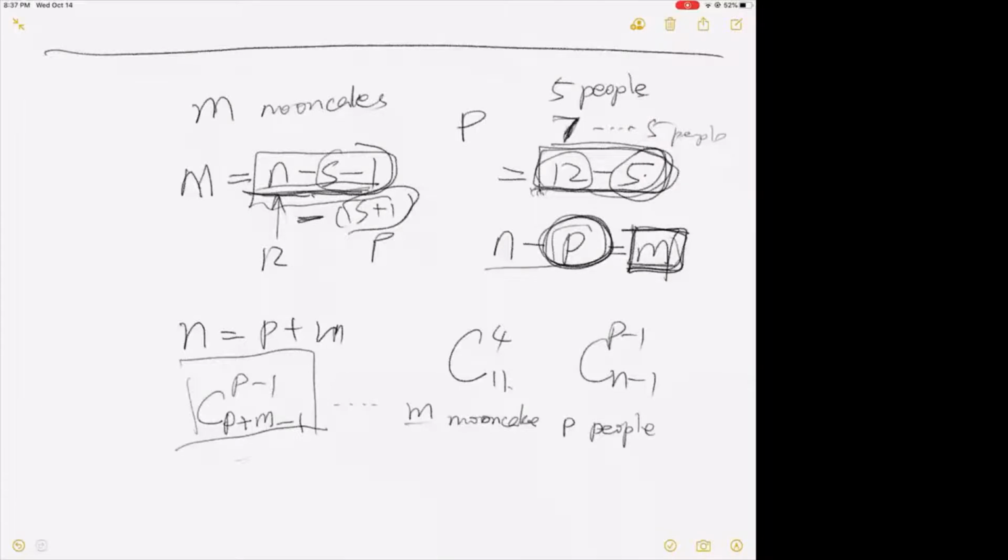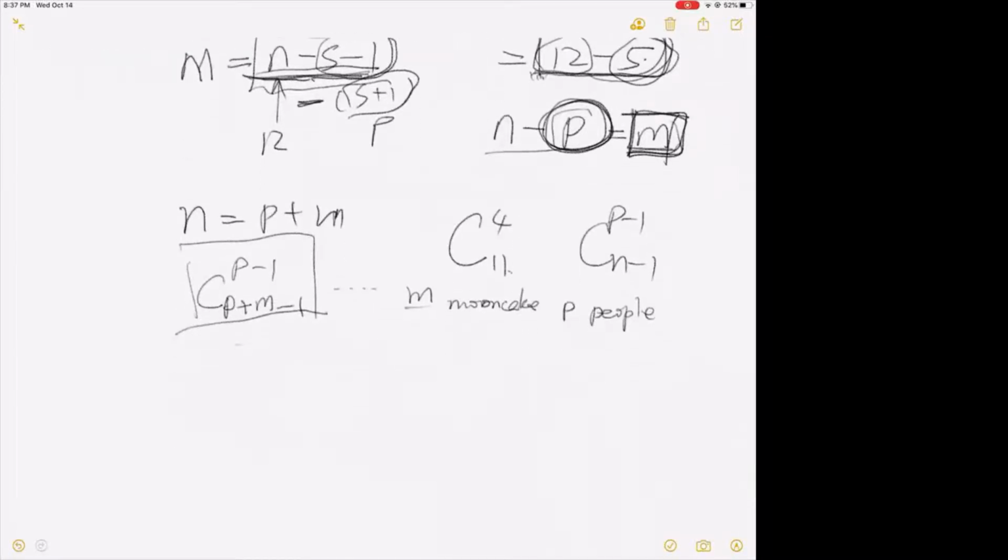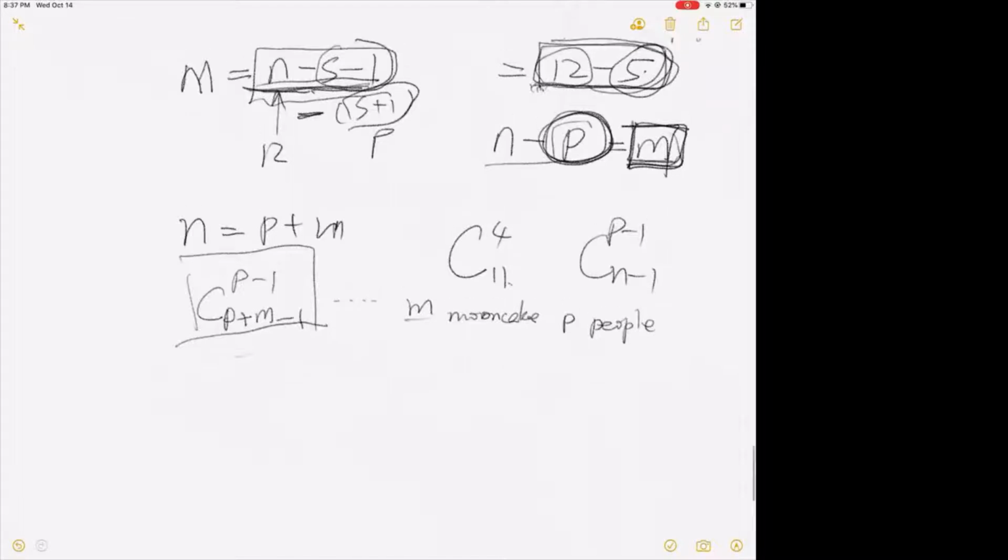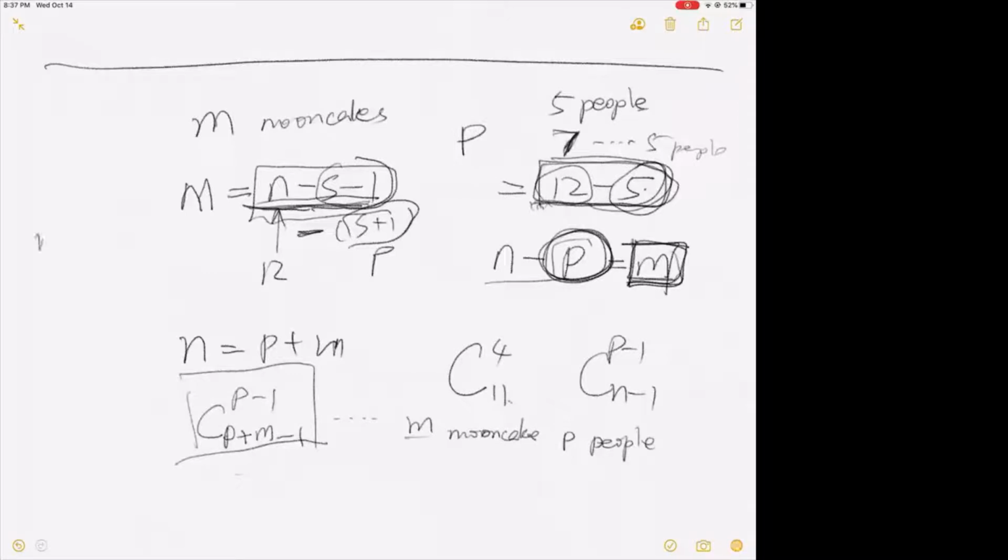And then you can apply the final solution to problem number 1. So this is the algebraic way of doing things. Kyle basically derived the formulas. So now let's say N is 12, P is 5. Allocating 12 to 5 with one or more mooncakes per person is equivalent to allocating 7 to 5 with 0 or more per person, right? And then Kyle derived this formula.